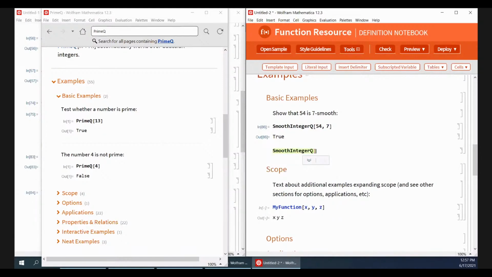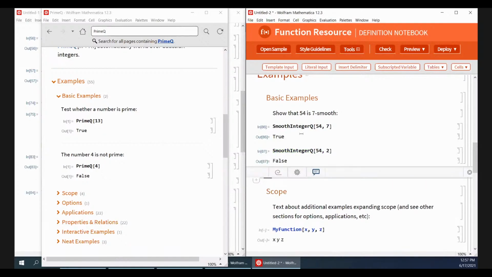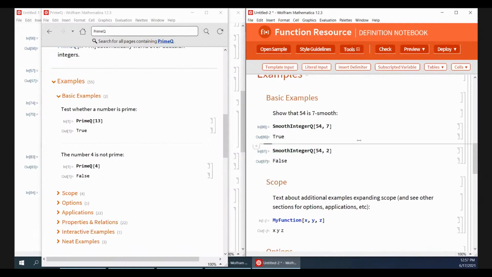Let's see. Do something that's not smooth. So we could do 54 again. That has factors of 2 and 3. So I guess it's not too smooth. Yeah, not too smooth.